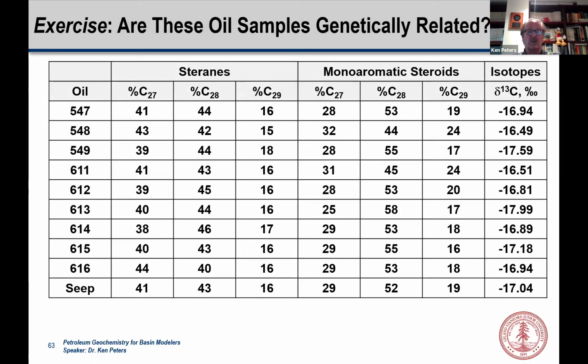So I think you can look at this right away and say, gee, the steranes say that seep is related to these oils and all these oils are related. That also says the same thing here in the monoaromatic steroids. Yeah, they're very similar, very similar. And the isotope compositions are very heavy. These are isotopically very enriched in carbon-13. Well, it turns out these are all Miocene Monterey oils. And that seep has a very low API gravity, partly because of the biodegradation.